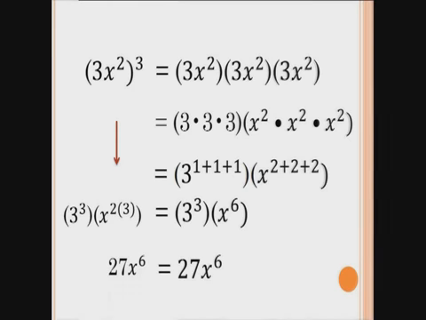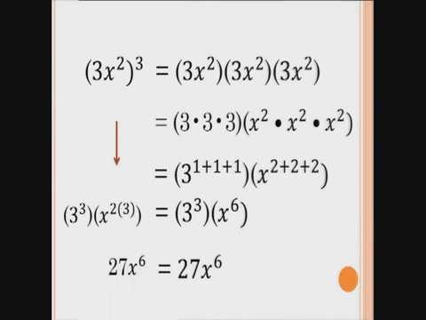Now, if you look at the left side, we can distribute the exponent 3 to the power of 3 and x to the power of 2 times 3. Then the result will be 27x to the power of 6. The left and the right side are just the same.